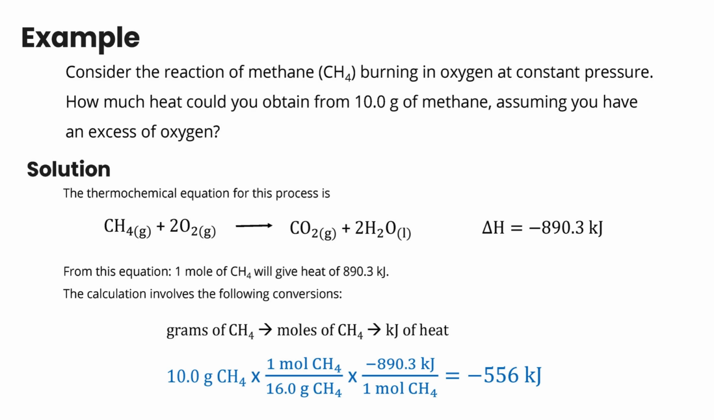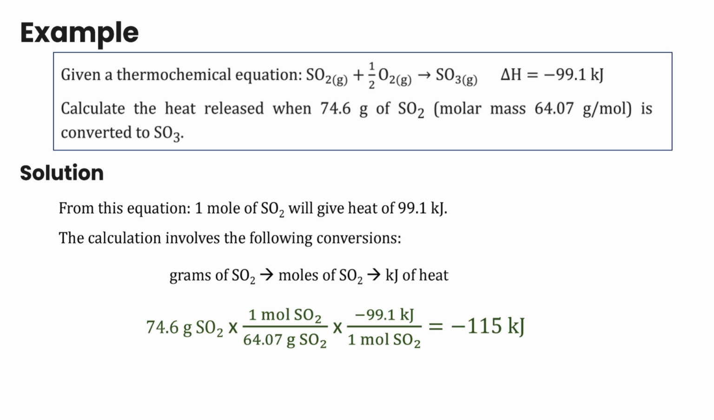Don't forget the negative sign because heat is being released. Units cancel out, grams, moles, leaving kilojoules. And the calculation gives you −556 kilojoules. So burning 10.0 grams of methane releases 556 kilojoules of heat. The minus sign just confirms the release. Straightforward. The source mentions another example with SO2, but the process is identical. Mass to moles, then moles to kJ. It seems straightforward, but you absolutely need to pay attention to the units and use the correct mole ratios from the balanced equation. It's a core skill for these upcoming topics.